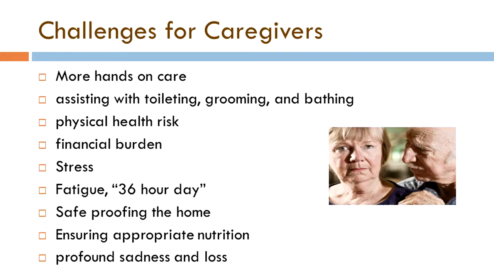So challenges for caregivers is obviously more hands-on care. We often call it very fatiguing because it's the 36-hour day. You're doing 36 hours of work in a 24-hour day, so it can be very challenging. Obviously the stress that comes along with it, any financial burden that comes along with it in terms of supporting the loved one in the home, and ensuring proper nutrition, and safe-proofing the home. And that's where the occupational therapist is going to come in a lot, looking at that safety in the home to help your loved ones, whomever it is impacted by the disease, to live at home longer and safely.